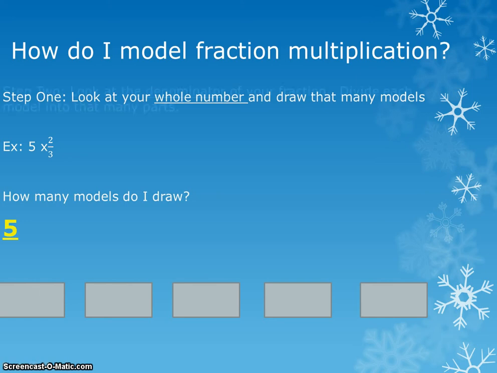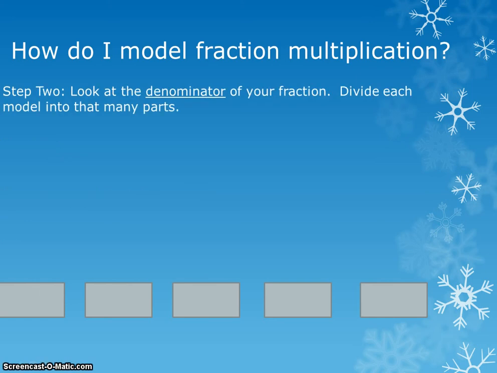Let's move on. In step 2, you must look at the denominator of your fraction. The denominator tells you how many parts you divide each model into. This should be a review for you. Continuing with our example of 5 times 2/3, how many parts do I need to divide each model into? Very good. I must divide them into 3 parts.